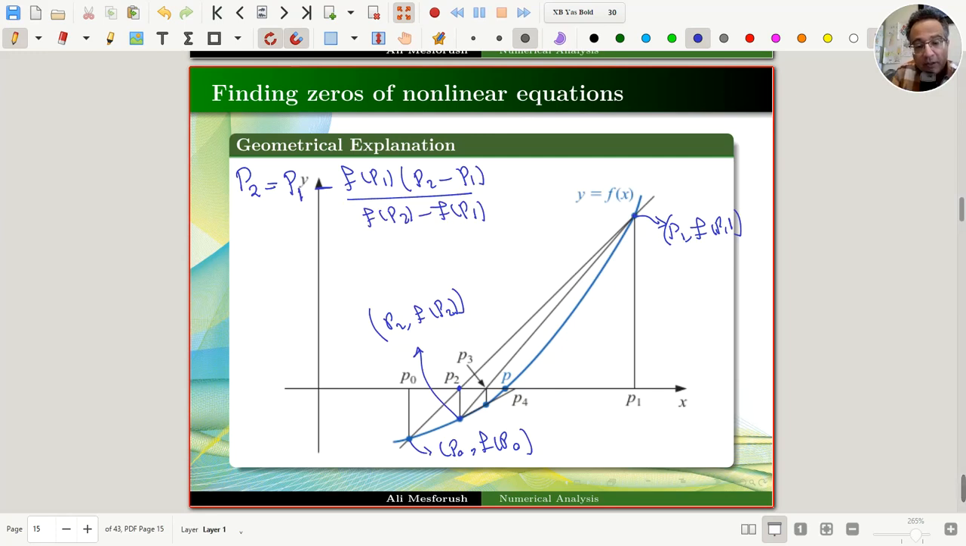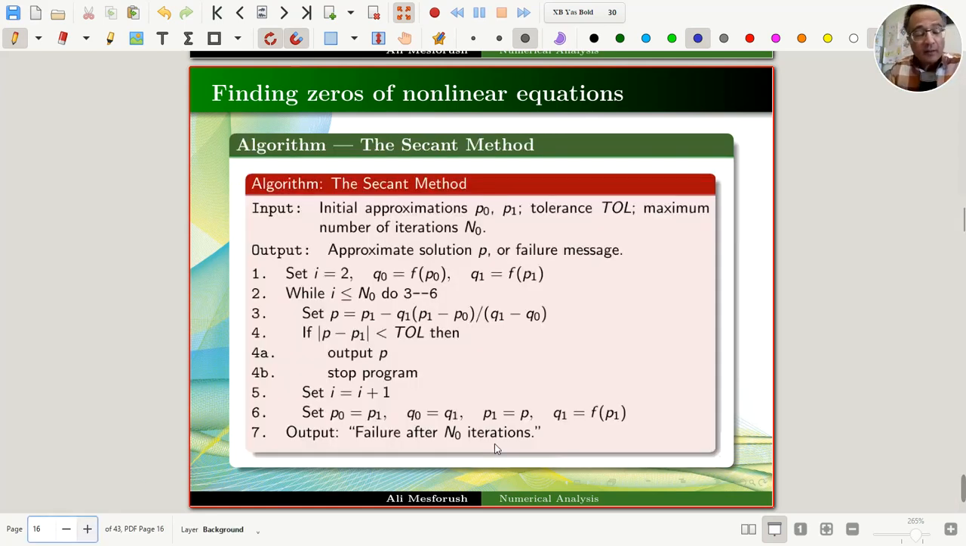In fact, p2 is the intersection of the line and the x-axis. And we start this process with p2 and p1 to get the new point. This is p3. And we continue in the same way until we get the new points and so on. This is the second method. The second method has a very simple algorithm.